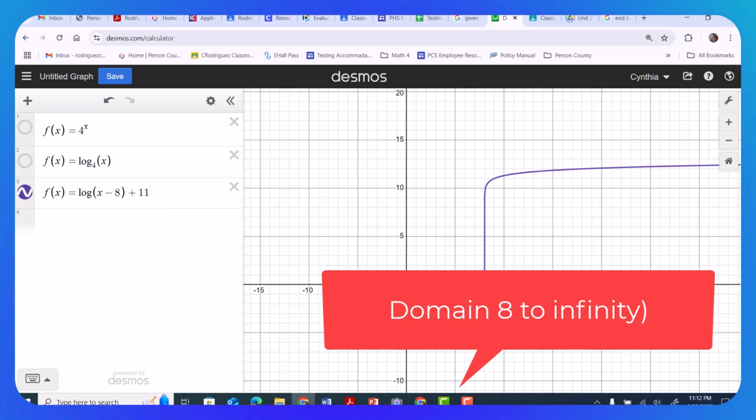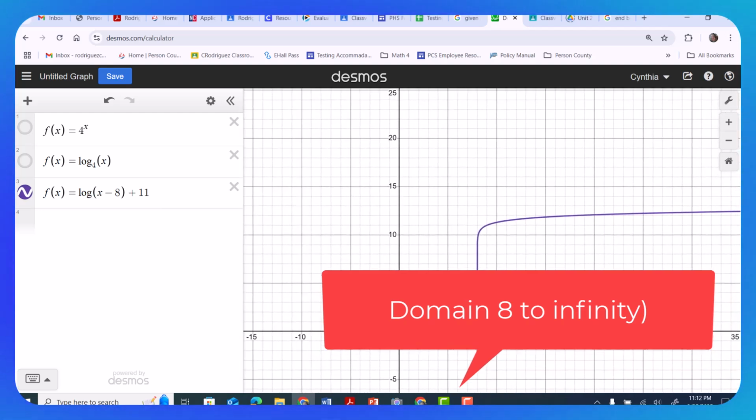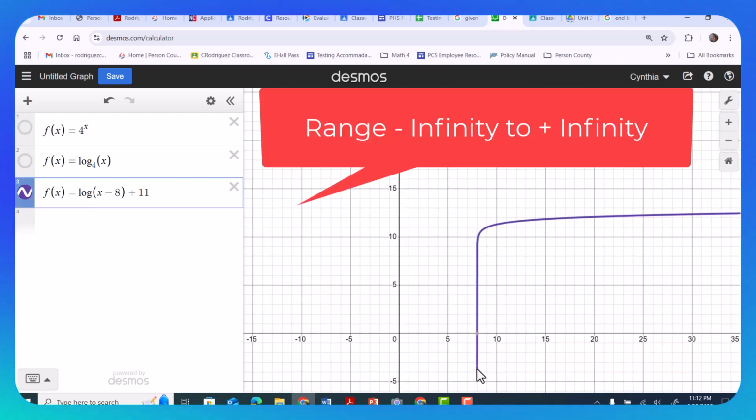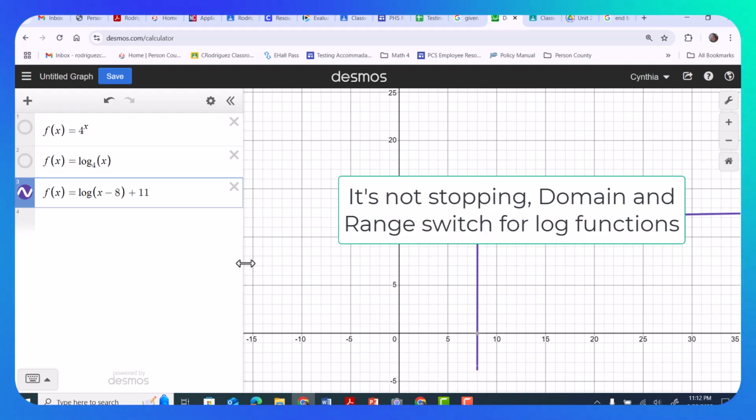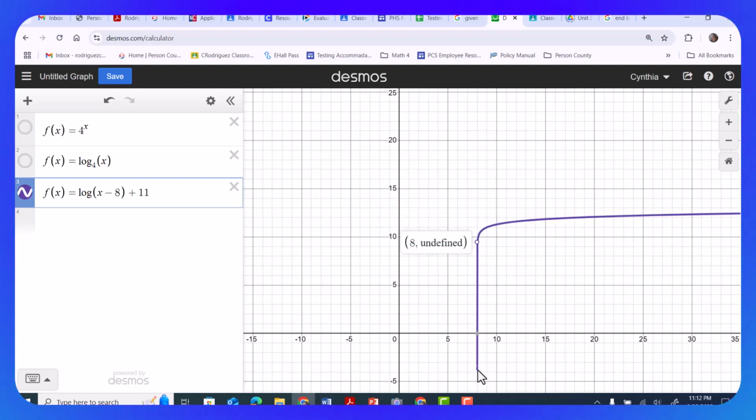And the range is going to be, looks like it stops right here. It's undefined at y equals, see, that's -5, -4, to infinity.